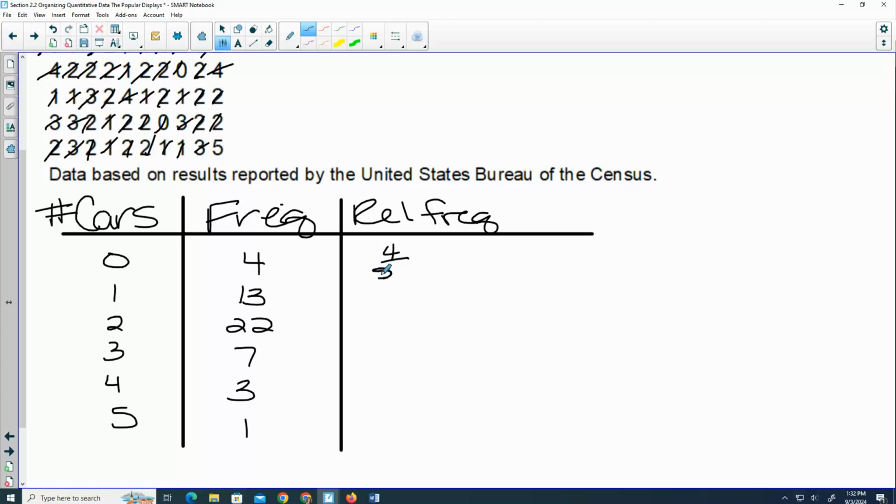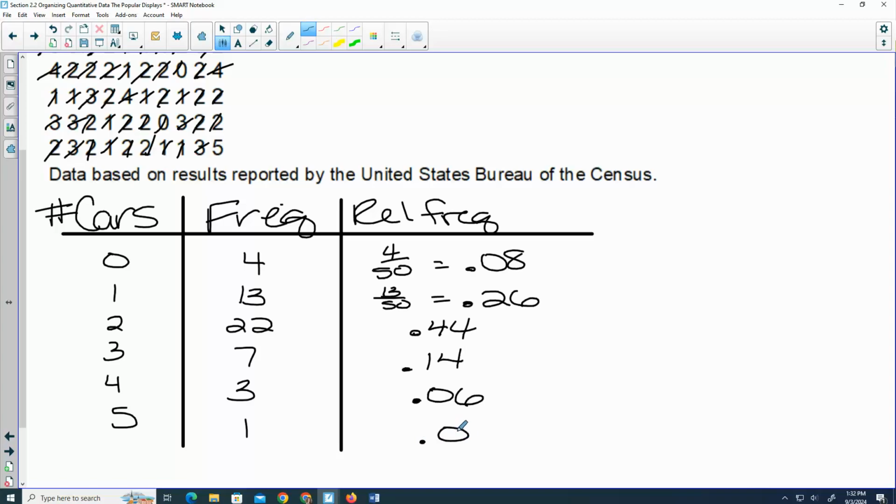So 4 over 50 or 0.08. You don't have to write the fraction. I'm just showing you what I'm doing. 13 over 50 is, 22 over 50, 7 over 50, 3 over 50, 0.06. And 1 over 50.